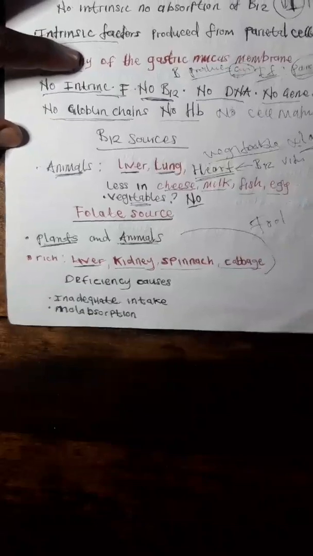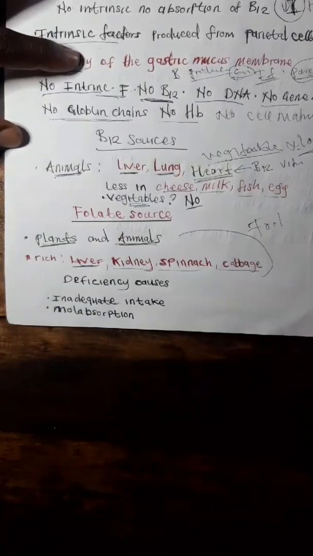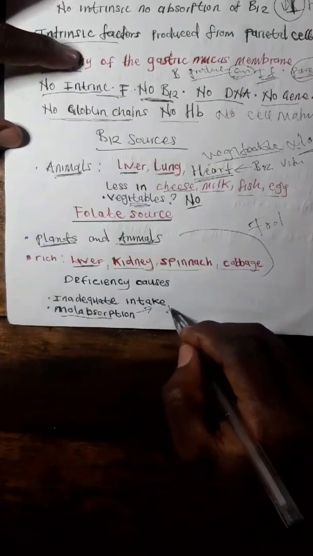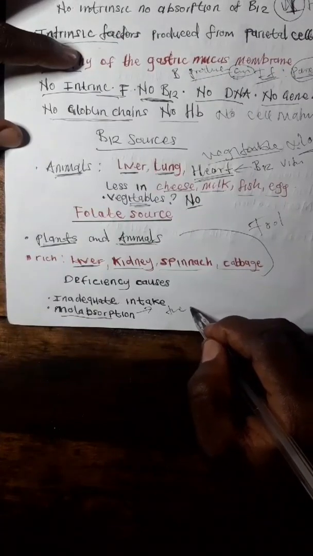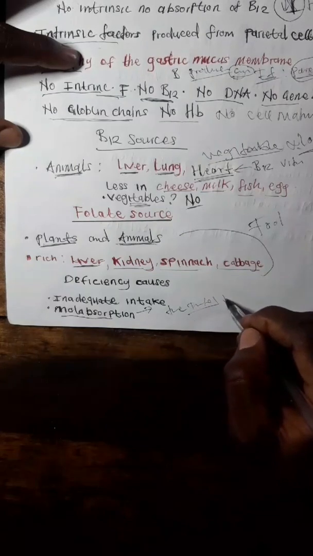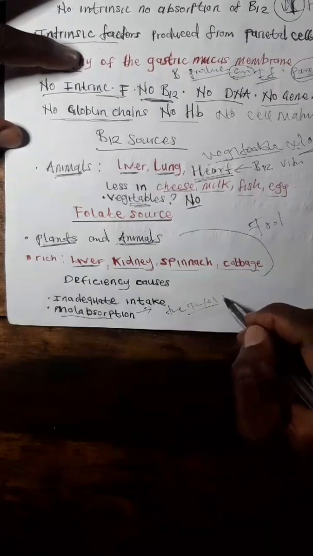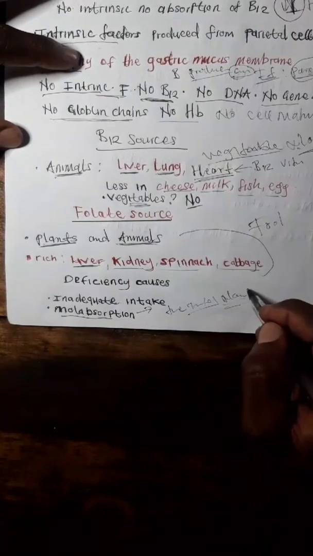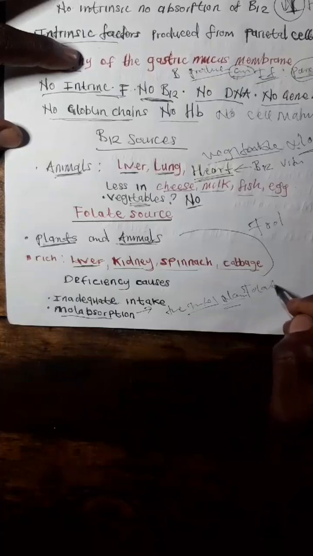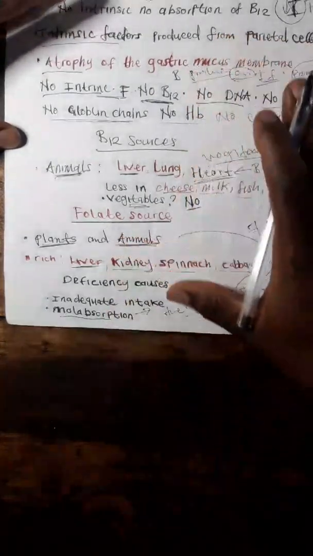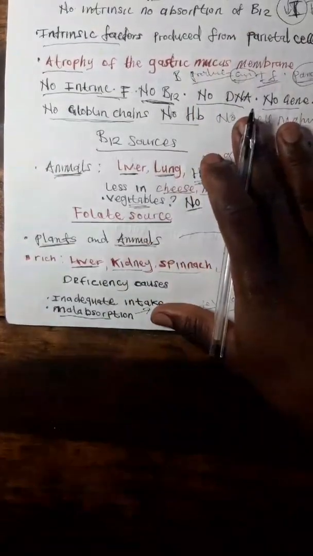is malabsorption. So malabsorption, the intestines not being able to absorb food. Since they are not able to absorb nutrients, it means even folates won't be absorbed. So these are the conditions, or the pathophysiology, of pernicious anemia.